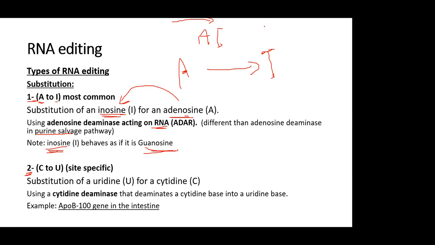AI is a term that's now well known because of the internet. It's called artificial intelligence. So artificial intelligence, AI, changing from A to I, from adenosine to inosine.